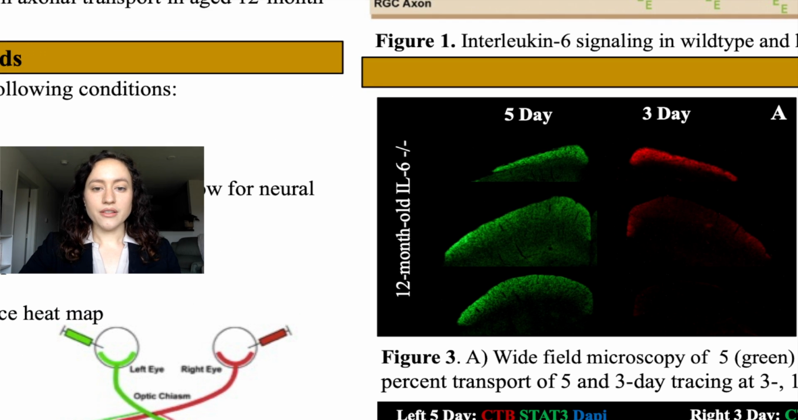From left to right in Figure 3, representative images of sectioning from the beginning, middle, and end of the superior colliculus are displayed in 3A. The left hemisphere of the superior colliculus, fluorescent green in this cohort, displays the 5-day transport time point. The right hemisphere, in red, displays the 3-day transport time point. Here, it is visually apparent that CTB transport to the right superior colliculus is lower than that of the left.